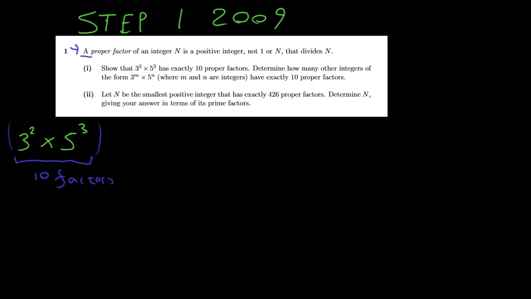Now, this number's written in a weird way. If we calculate what that is, I think it turns out to be 1,125. And we're asked to show that it has 10 proper factors. It's written as the product of its prime factors, so obviously we're going to use that in some clever way. But what clever way is that?